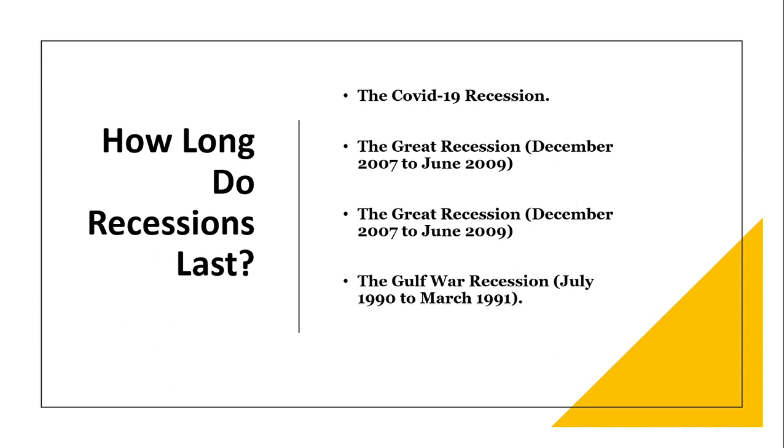The Great Recession, December 2007 to June 2009. As we mentioned earlier, the Great Recession was caused in part by a bubble in the real estate market. The Great Recession wasn't as severe as the Great Depression, but its long duration and severe effects earned it a similar name. Lasting 18 months, the Great Recession was almost double the length of the average recent US recession.